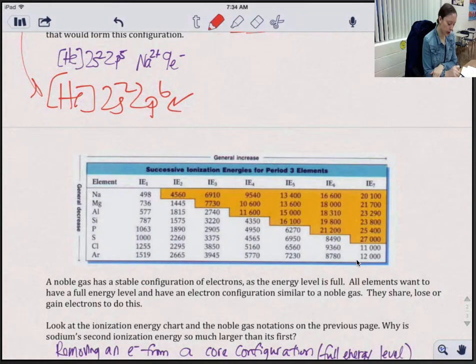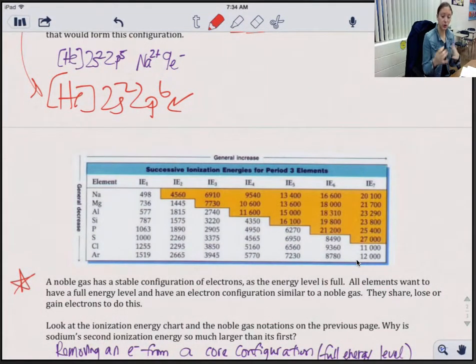A noble gas has a stable configuration of electrons because the energy level is full. They're on the end of the row. All elements want to have a full energy level and an electron configuration similar to a noble gas. They share, lose, or gain electrons to do this. That share, lose, or gain is what we're going to look at in the next 3 chapters.